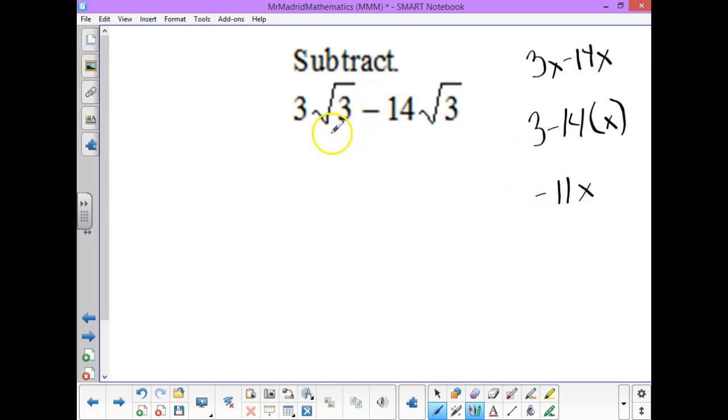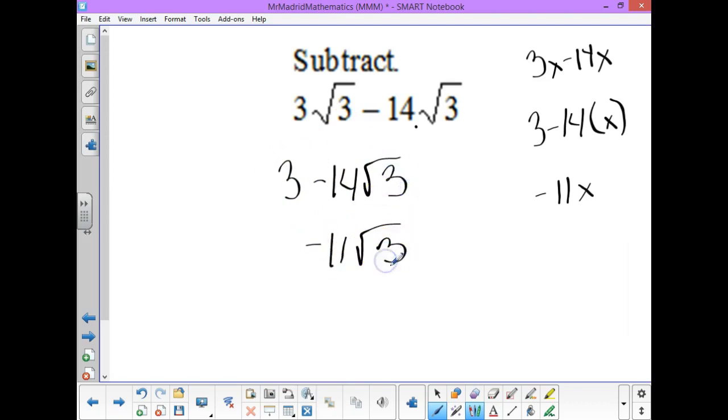Same thing here. You can consider this expression as kind of a variable. It'll help you identify when two terms are identical, and more importantly, when you can and cannot combine them. So since we do have a match, we simply have 3 minus 14 square root of 3, which is negative 11 square root of 3, and that would be your final answer.